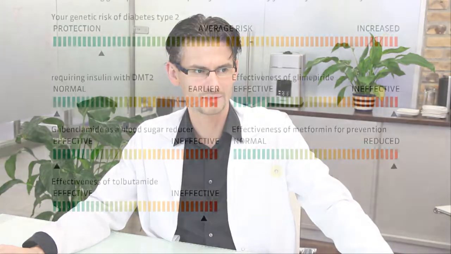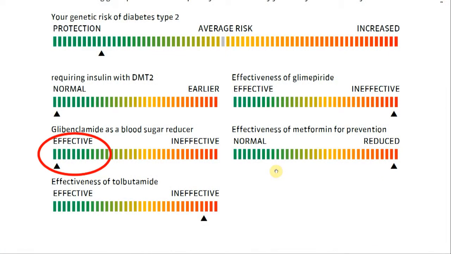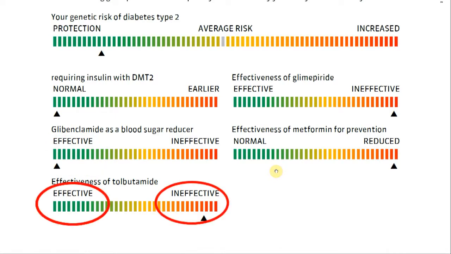And a doctor would usually say, oh, I've had good experiences with this drug, let's try this. If it doesn't work, he may switch to another drug. And we can save you some of this trial and error, because now you know that glibenclamide might be very effective if your arrow is here, or ineffective. Tolbutamide might be more effective or ineffective, and so on. So you see which kind of drug is likely to be more effective or less effective.